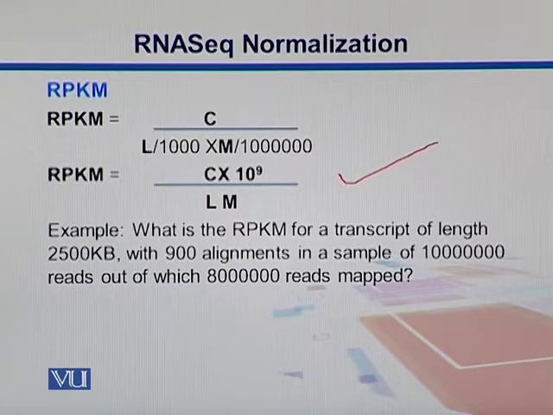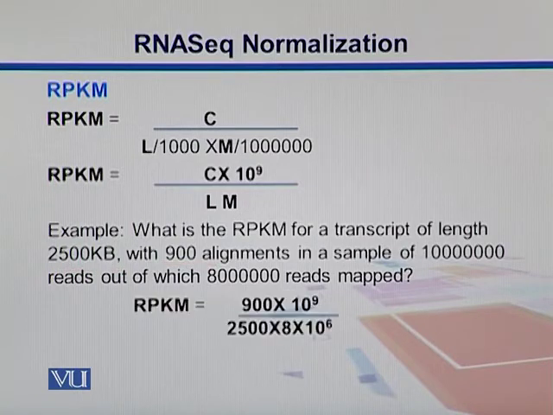What is the RPKM for a transcript of length 2500 kb with 900 alignments in a sample of 10 million reads, out of which 8 million reads were mapped? So 8 million reads were mapped. Which figure is important, 10 million or 8 million? Obviously we are looking for mapped reads, so 8 million is important. This number we use in our calculations. 900 alignments here is the 900 reads which are hitting this particular gene, whose length is 2500 kbs. So we can solve it.